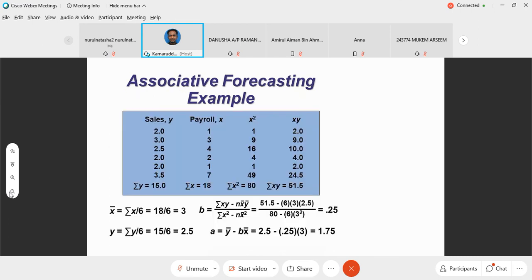Oh, kan saya nak cerita ni. Sempat ke tak sempat? Sempat jalan.